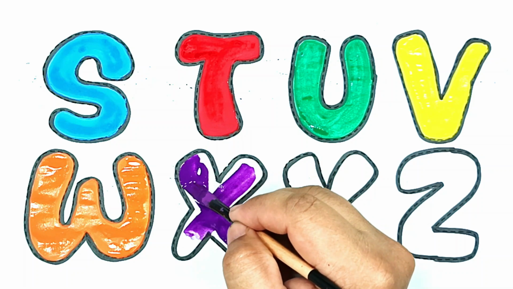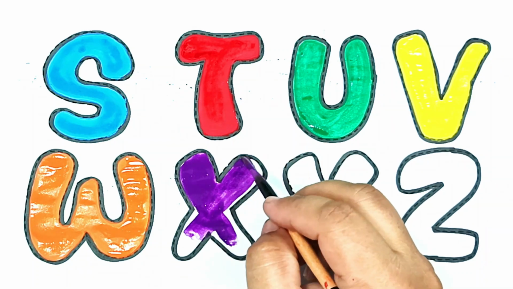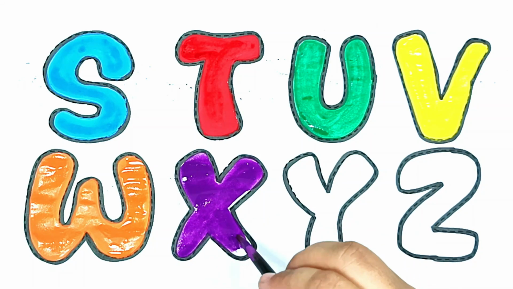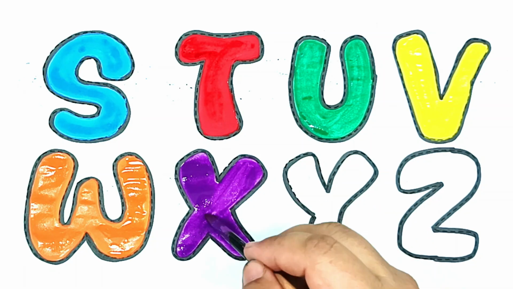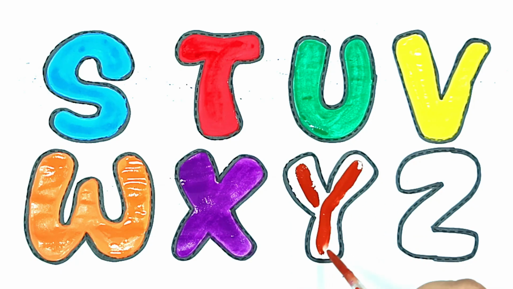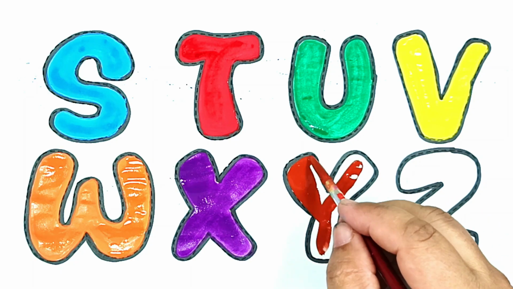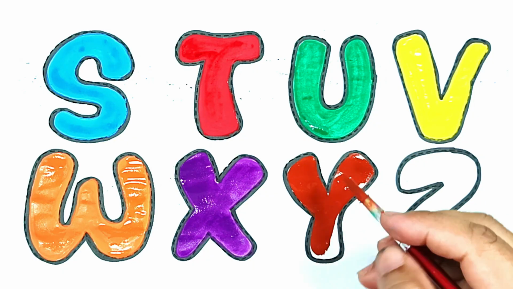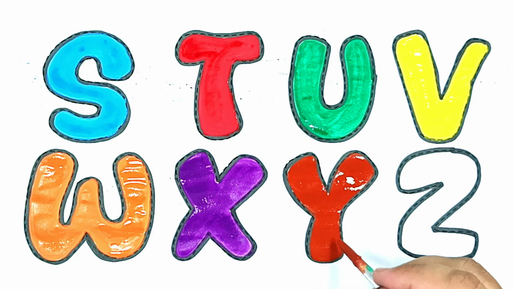X for axe. X for fox. X is for xylophone, play it today. Y for yo-yo. Y for yacht. Y is for you, now you know how it goes.